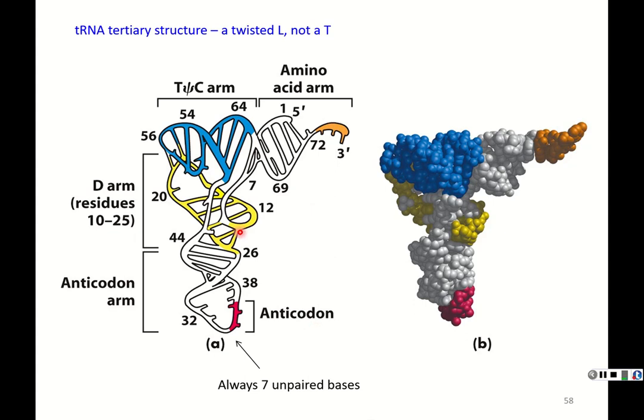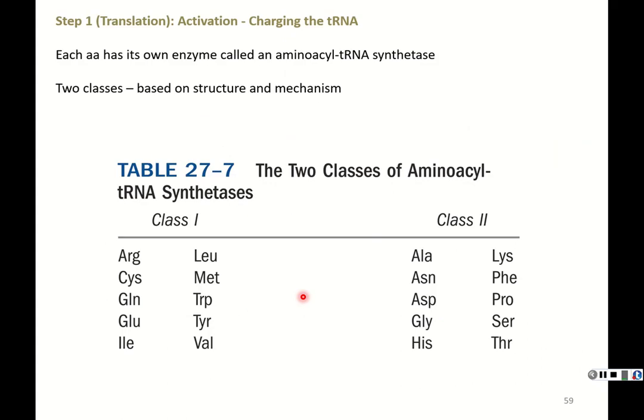Right. Three-dimensionally, this is what the structure looks like. So this is where that twisted L comes into play. Probably not super important for our class, but just seeing the positions of where the amino acid and the anticodon are relative to this is probably all you need to know from this. A lot easier to look at in the two-dimensional form, though.